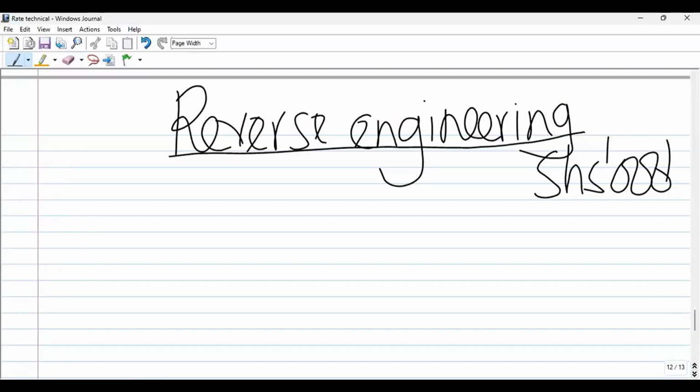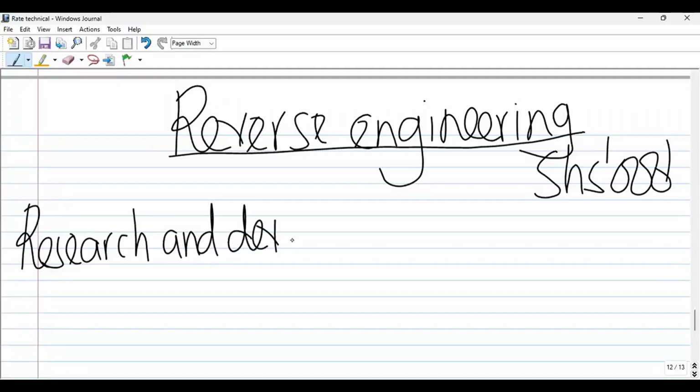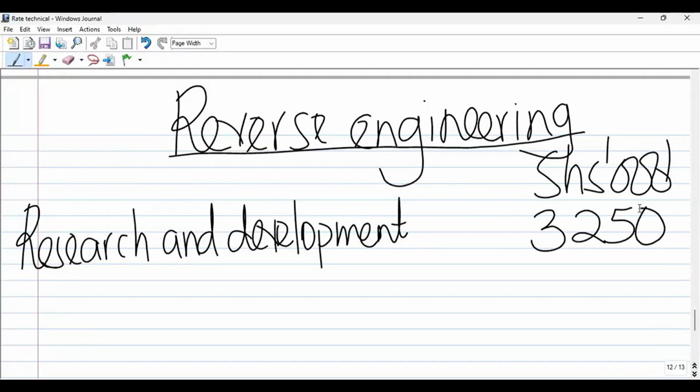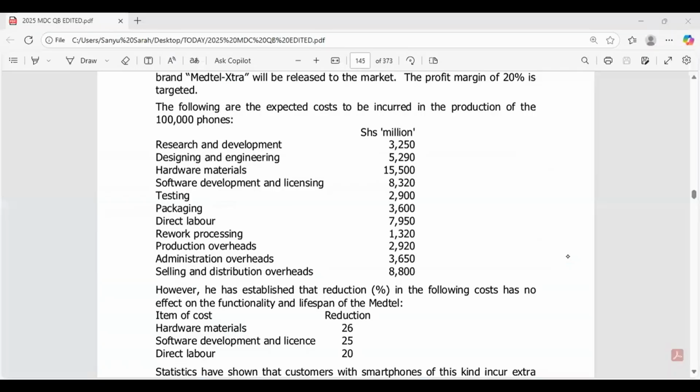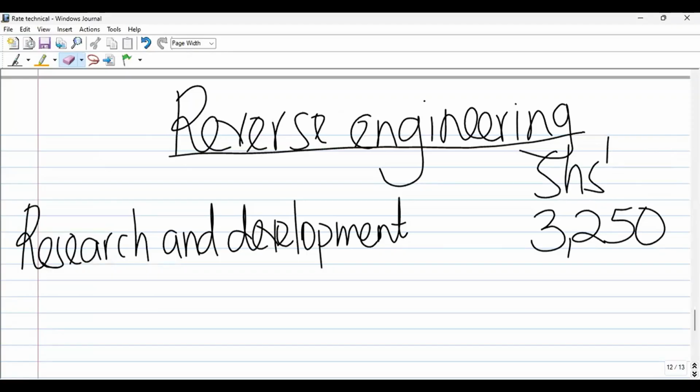One of the costs is research and development. We show that this is going to remain the same. Research and development, you're still going to have 3,250. That one is not affected. Even with reverse engineering, it's going to remain the same. It's in shillings. Madam, sir, the shillings is in millions, not thousands.